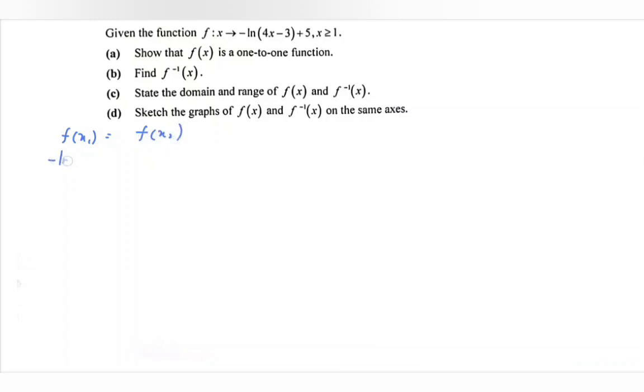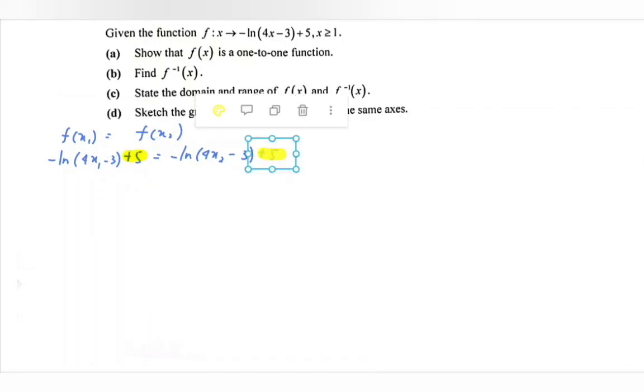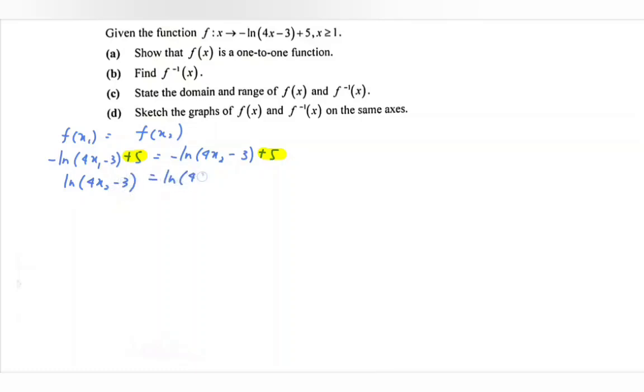So negative ln(4x₁ - 3) plus 5 equals negative ln(4x₂ - 3) plus 5. So we may simplify the situation, the plus 5 and plus 5 cancel, so 0, and then we have to rearrange. So we have ln(4x₂ - 3) equals ln(4x₁ - 3). So we may compare. So 4x₂ - 3 equals 4x₁ - 3.